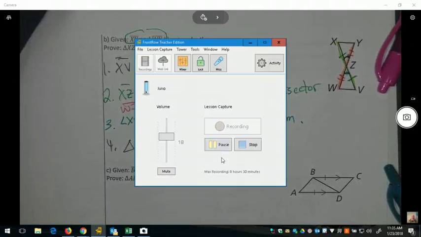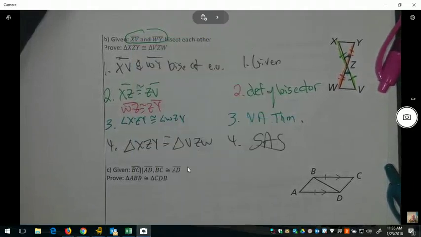Take a moment to see if you can figure out what you could mark in the proof for letter C and whether we would use side, side, side or side angle side.